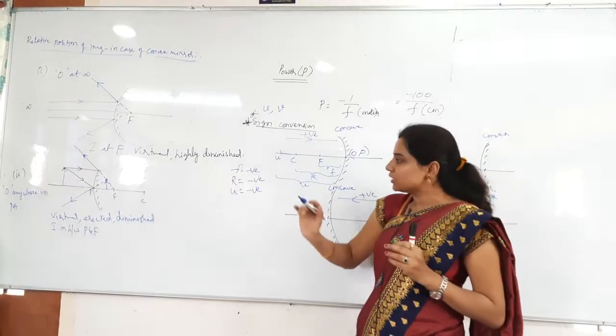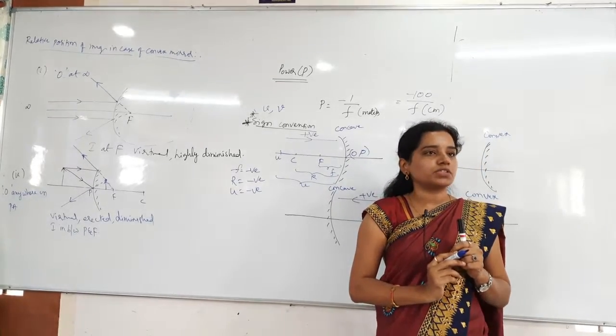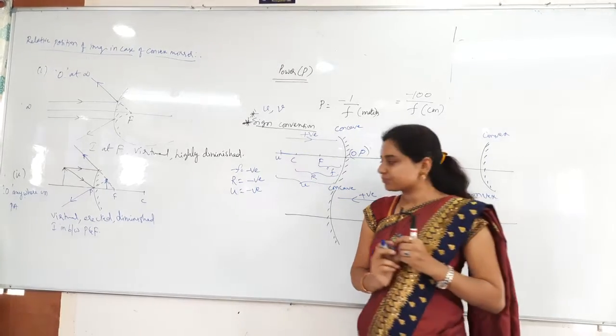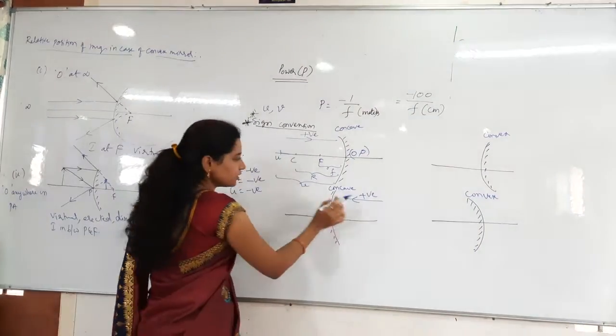If the object is placed in between F and P, then obviously V will be positive. In all the cases it will be negative only. Clear? That is about the sign convention of this mirror. Let us see this mirror also.